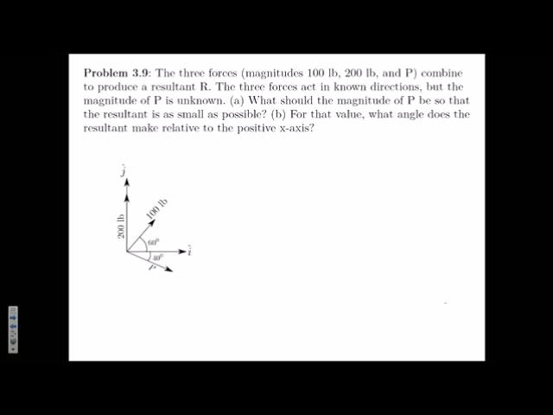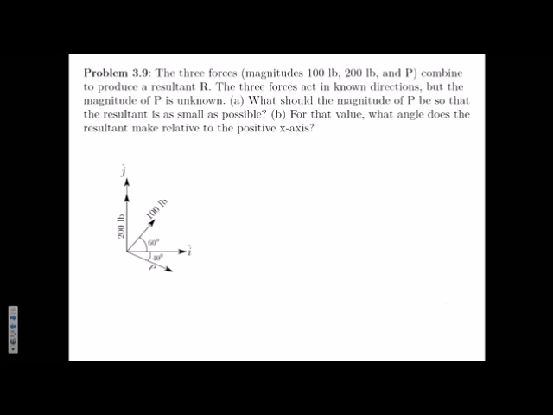Okay, so this is a problem from your textbook. This is problem 3.9. It says that you have three forces: a force of 100 pounds at 60 degrees from the x-axis, 200 pounds along the vertical direction, and a force P of unknown magnitude acting at 40 degrees from the x direction, downward. The question is, given all these three forces, what should be the magnitude of P so that the resultant is as small as possible?